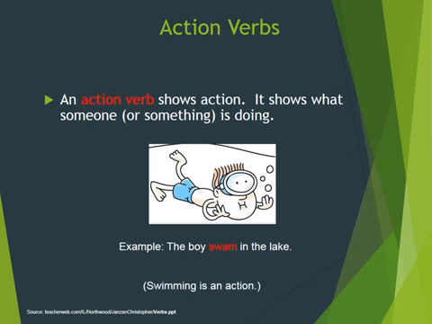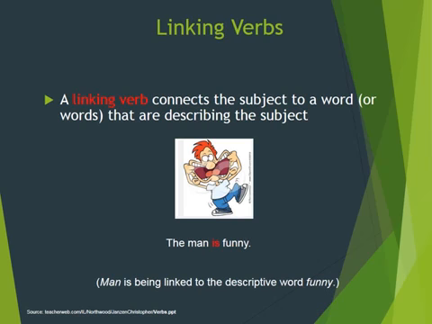So as we've already said, an action verb shows action. It shows what someone or something is doing. In this example, the boy swam in the lake. So swimming is an action. And then linking verbs, if you recall, connect the subject to a word or words that are describing the subject. So in this particular sentence, we said the man is funny. So is a linking verb and it's linking man with funny. It's telling us something about the condition of this man.